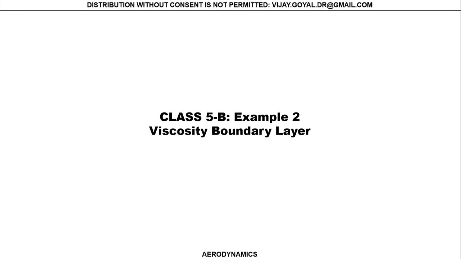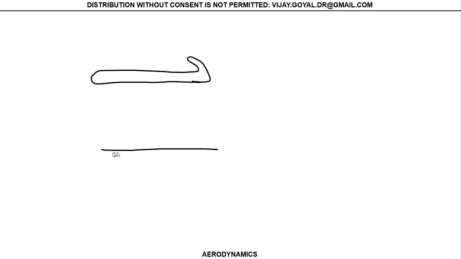So this is example number 2 on boundary layer. So let's go there. In this particular example, let's suppose that we have a sled runner. And the sled is actually sliding over the water. So think this is over water. This is water.